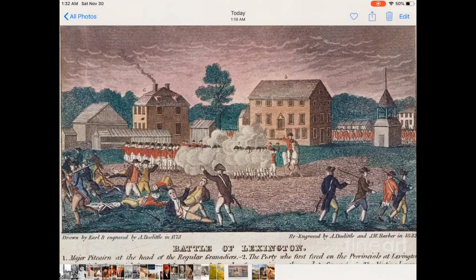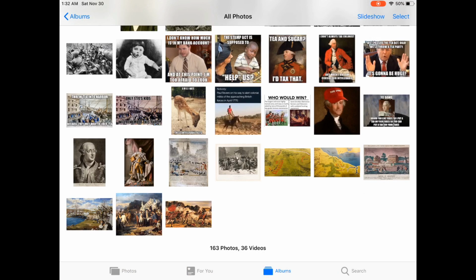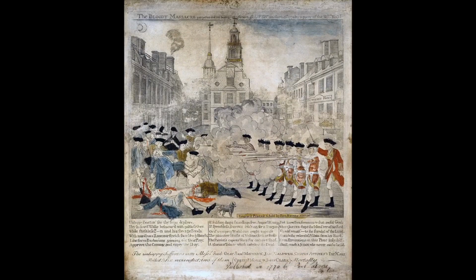A group of colonists had been heckling the British soldiers when the colonists started to throw snowballs and rocks. The British panicked and shot at them. 5 colonists were killed and 6 were injured. John Adams wanted to show that America was a fair and equal country, so he defended the British soldiers in a fair trial.